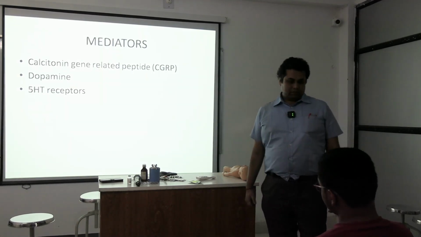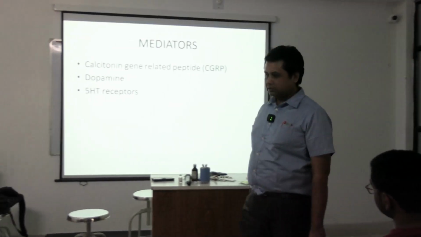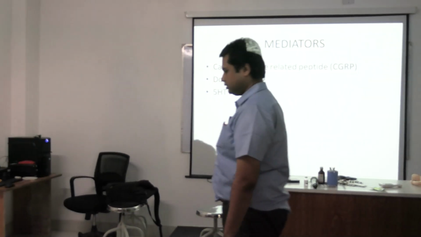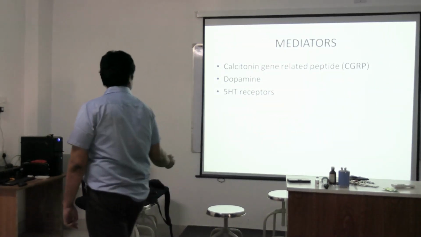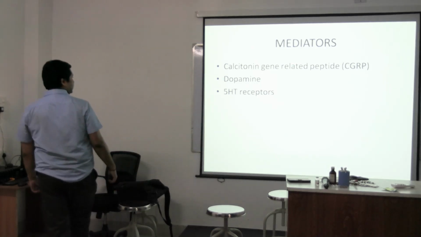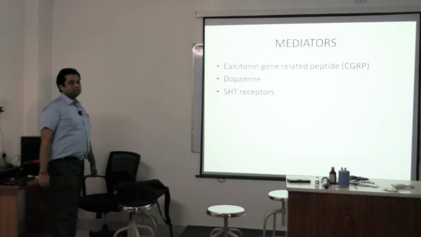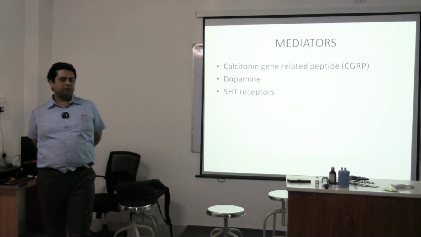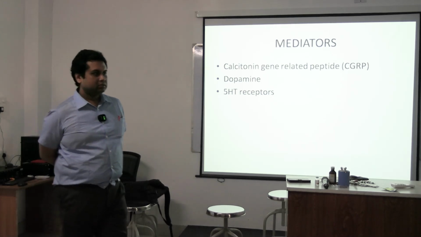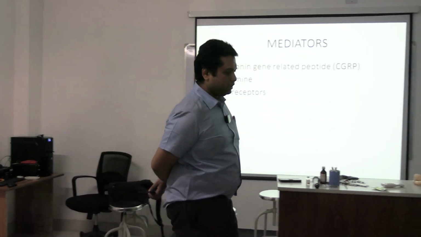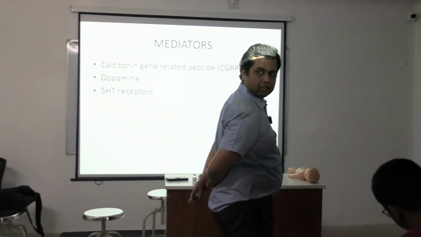So mediators of migraine. Calcitonin gene related peptide is the most important mediator of migraine. There are other inflammatory mediators.